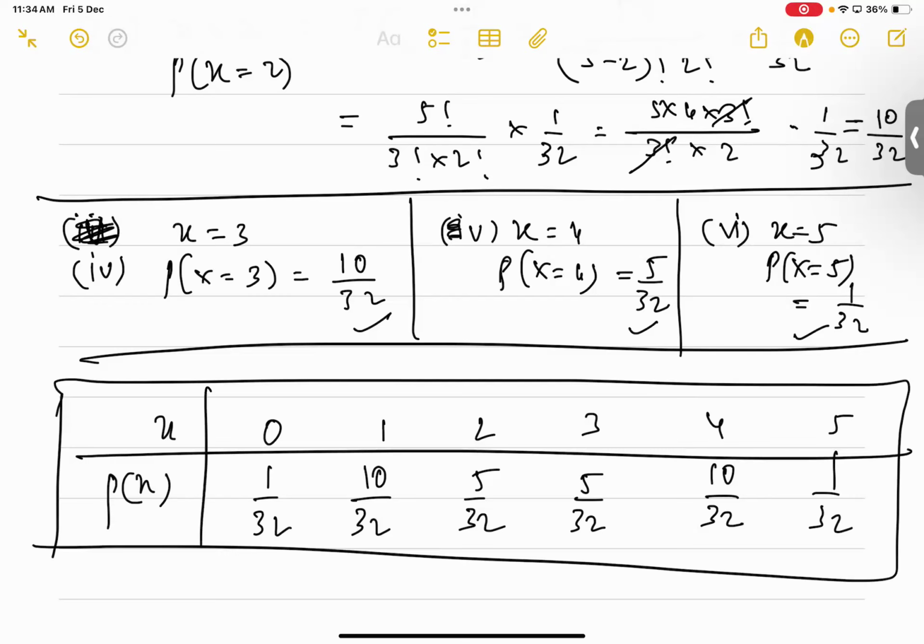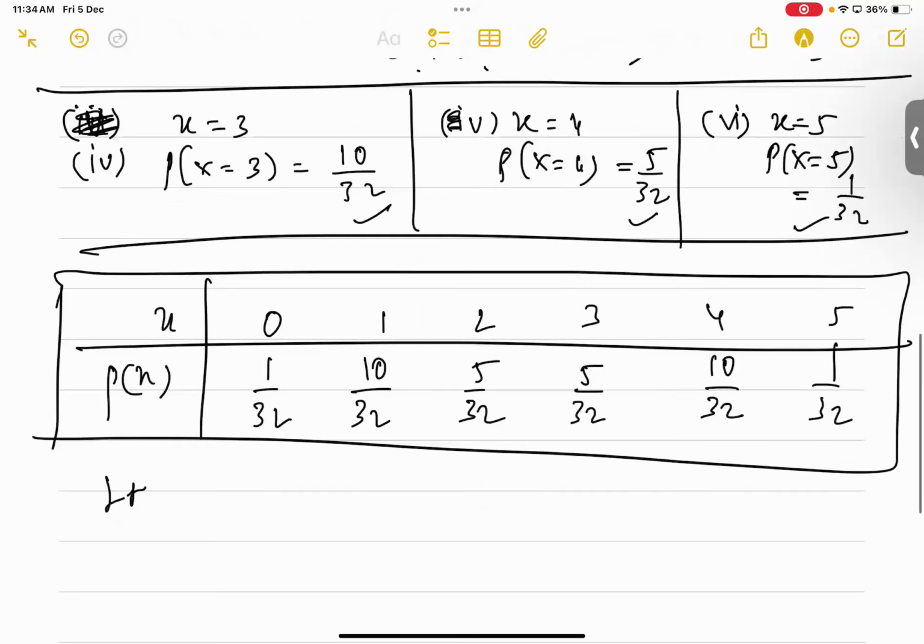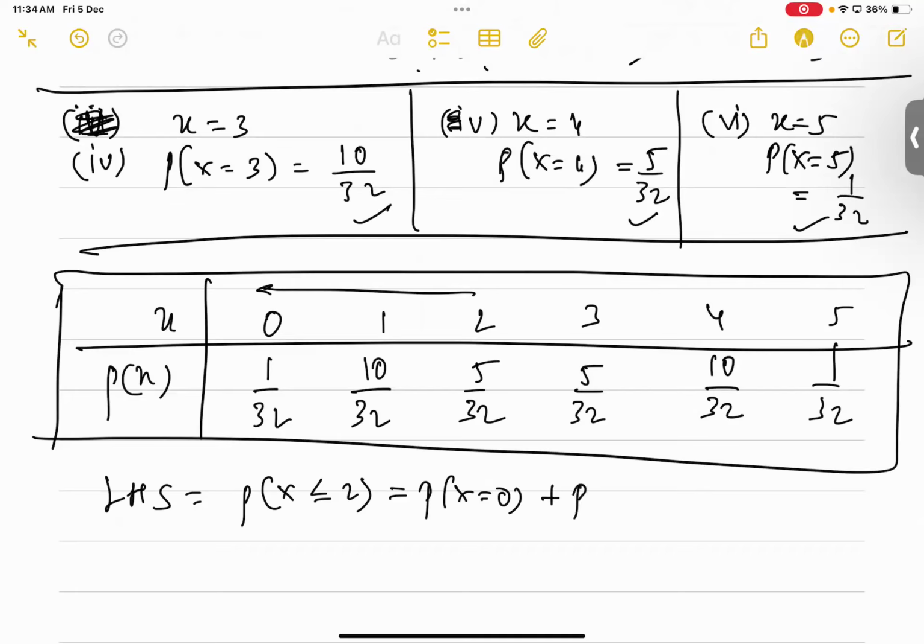Now we need to prove something over here. Left hand side: P of x less than or equal to 2. Less than or equal to 2 means all these probabilities: 0, 1 and 2. Will 2 be inclusive? Yes, because it is equal to also, right? So 1 by 32 plus 10 by 32 plus 5 by 32, which is equal to 16 by 32, which is half.